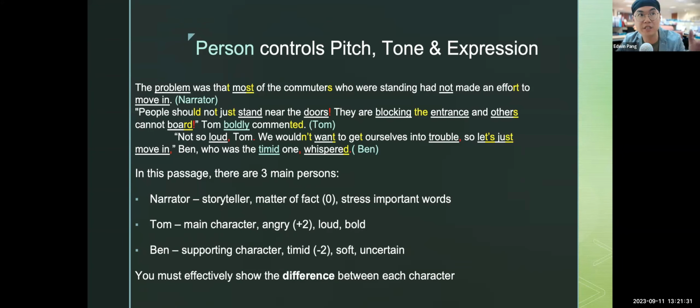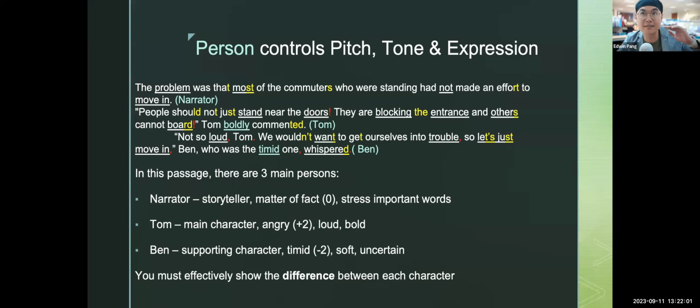Can you see the words whispered, the words boldly, and the words timid control the way that I read the dialogue? So you all must pay attention to these words, because these words will guide you in the way that you read the passage, such that it will sound like the character. And it will be different from the narrator, because the narrator has no emotions. The narrator is not involved in the scene, but the characters are. And so you must let the characters express their emotions, right?